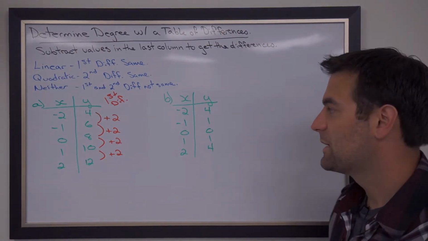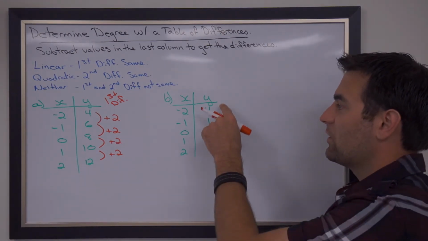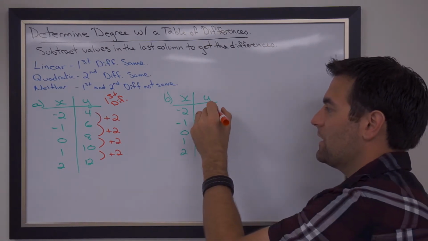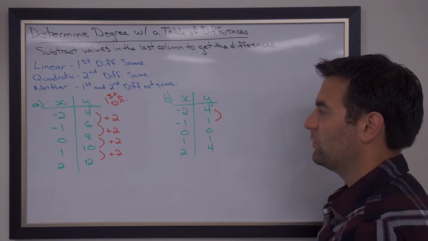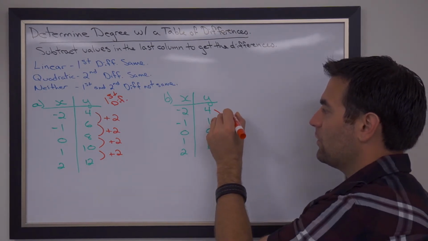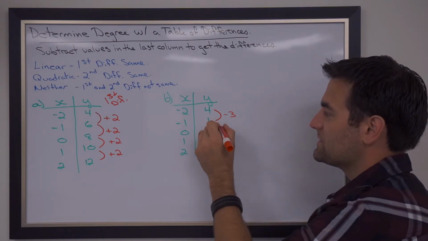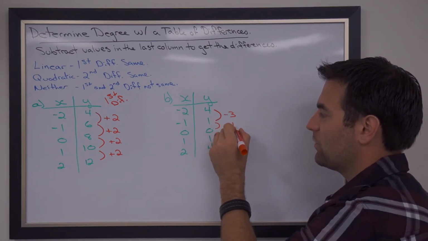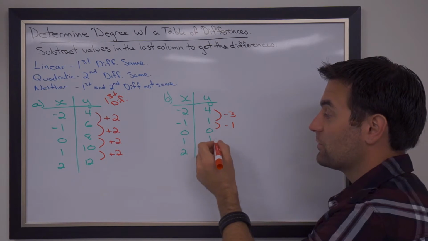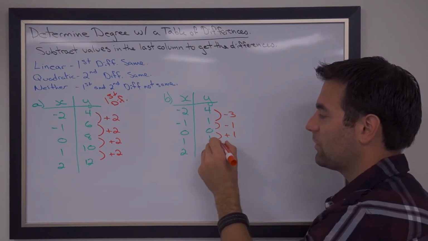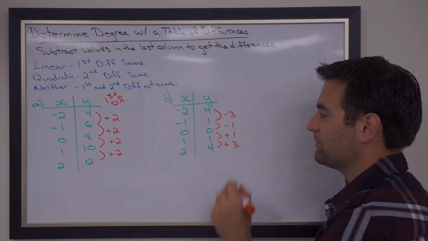Moving on to the next example, we again look at our y column. We don't worry about our x column, we need to worry about our y column. And what do we have to do to go from 4 to 1? Well, to go from 4 to 1, we need to subtract 3. To go from 1 to 0, we need to subtract 1. And to go from 0 to 1, now we have to add 1. And to go from 1 to 4, we have to add 3.